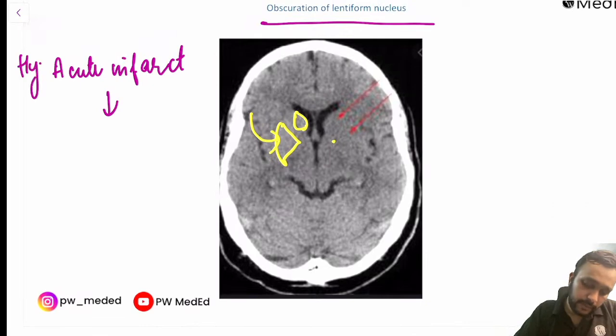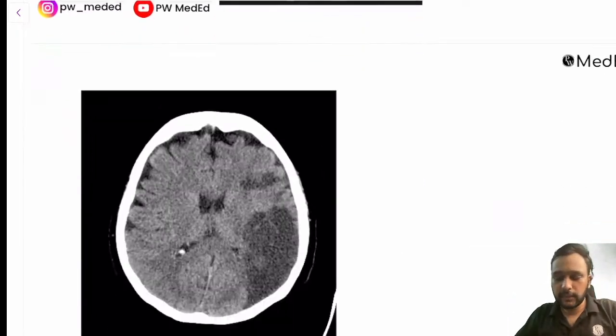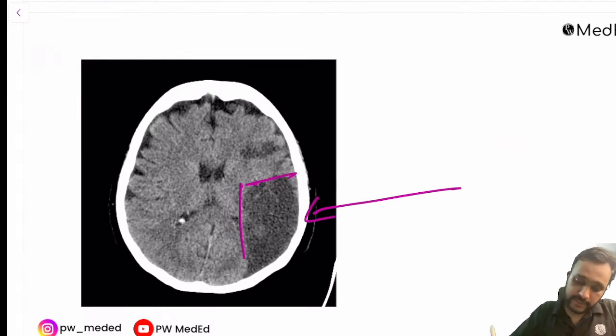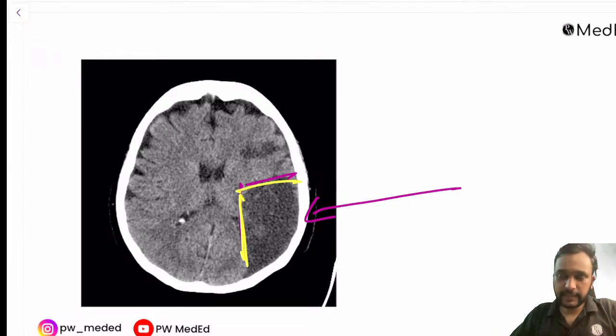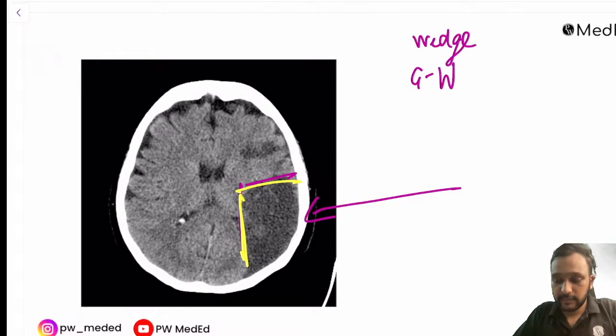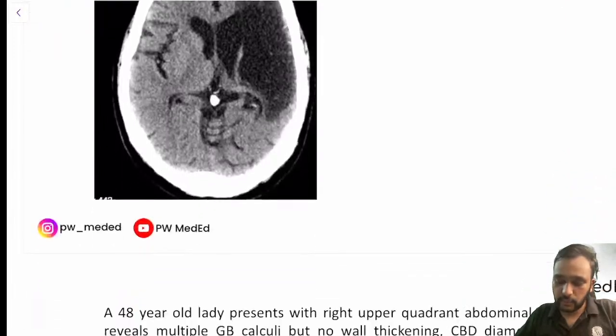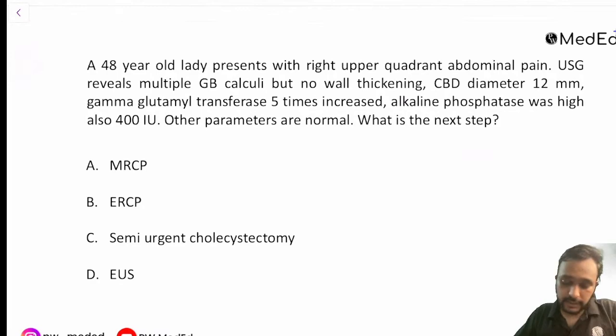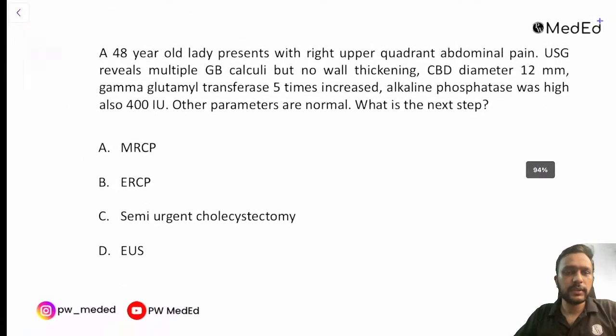All these are important imaging findings in hyperacute infarct, and here in this patient we can see that there is a wedge shaped hypodensity that is involving the gray and white matter, wedge shaped hypodensity, right? And these are your important imaging features of acute infarct, right?